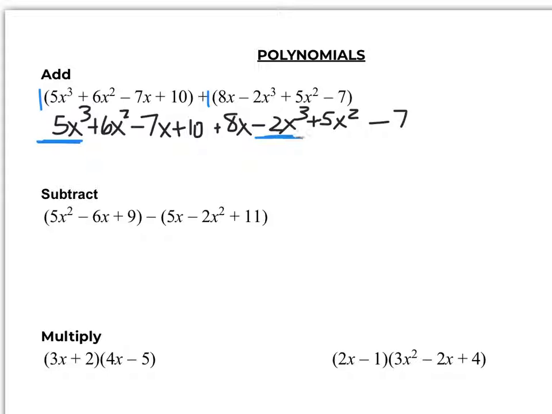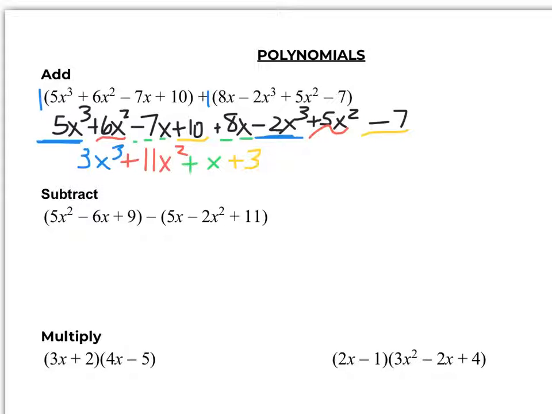So 5x cubed minus 2x cubed would give me 3x cubed. Then 6x squared plus 5x squared would be 11x squared. Negative 7x plus 8x would be plus 1x. And then 10 minus 7 would be plus 3.